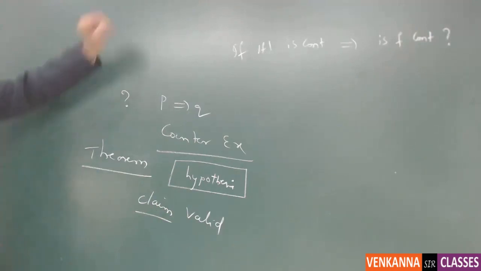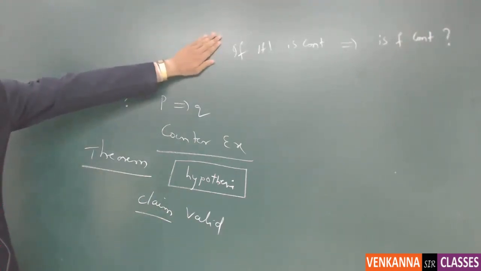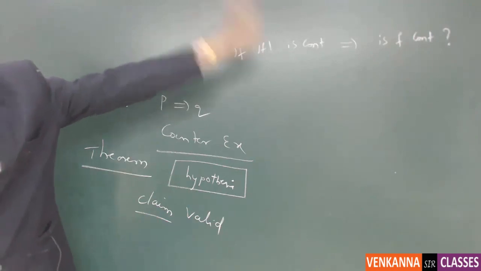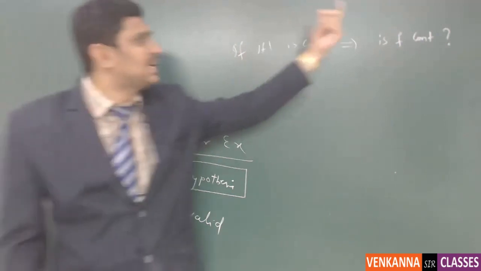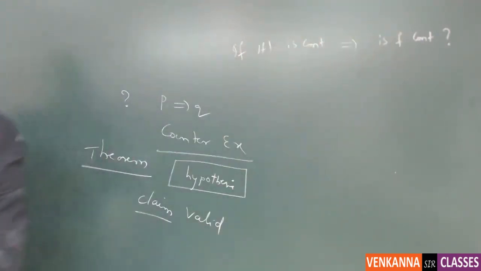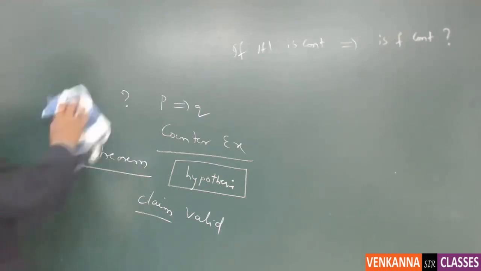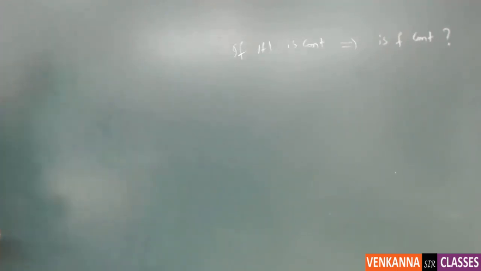Similarly, I say that mod f is continuous, and if I want to prove that f is not continuous, I should find a counter example satisfying this condition. Fine. Is it clear? By means of a counter example, I am saying that mod f is continuous and f need not be continuous. f will sometimes be continuous, sometimes not. It is a very simple example. Everyone will know that. There is no need to think a lot.